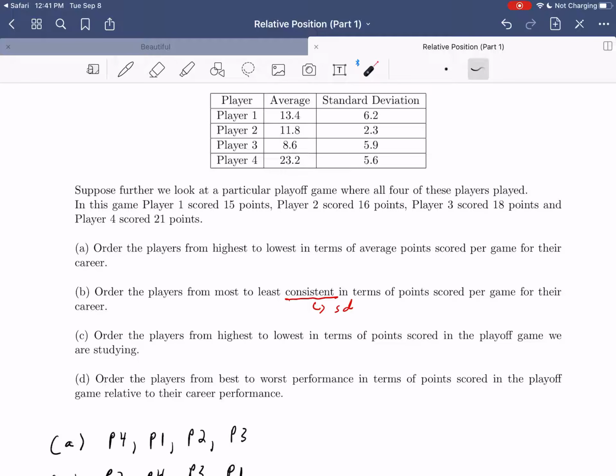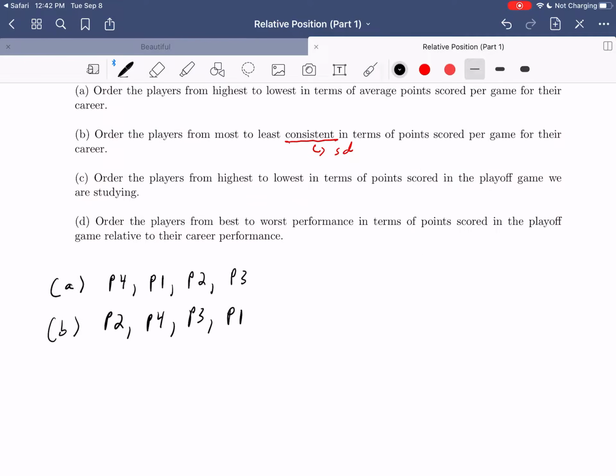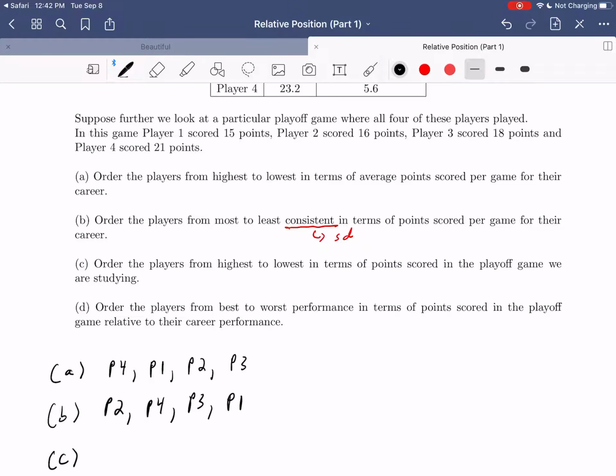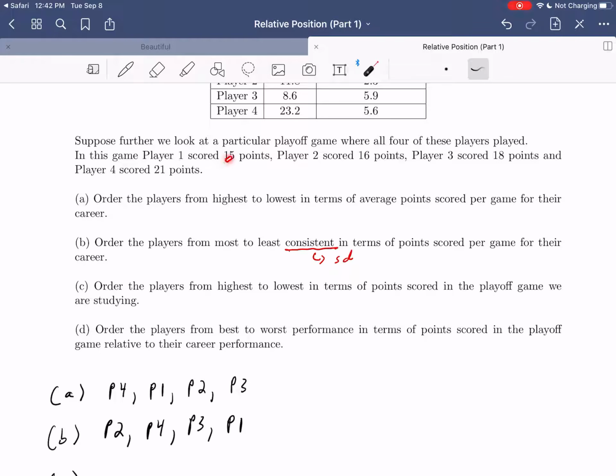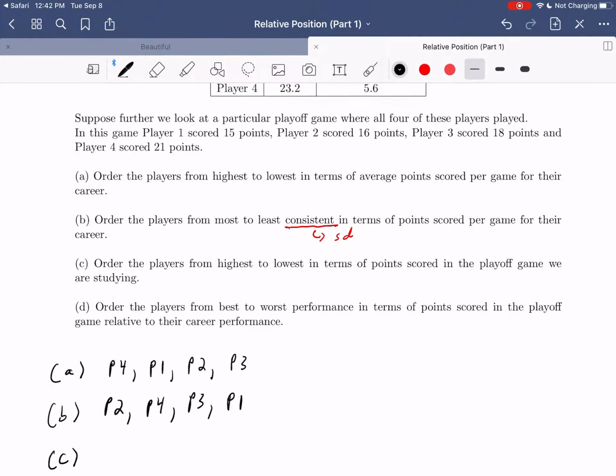Okay, let's look at part C here, which says that we want to order the players from highest to lowest in terms of points scored, but not in their career, in the playoff game that we are studying, so in this particular game. So this should be very straightforward. We just want to order them from highest to lowest in terms of points scored in this game. Well, we can see that player 1 had 15, player 2 16, player 3 18, and player 4 21. So the highest would be player 4, and then player 3, then player 2, and then player 1, right? With player 1 and player 2 being very close, but player 4 definitely being the top with 21 there.